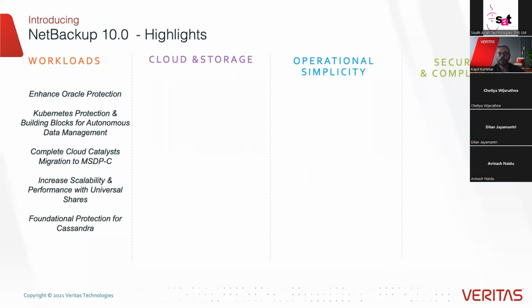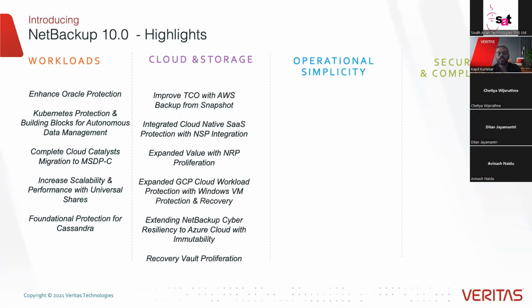So in terms of the workloads, as you can see, we have enhanced the Oracle protection, Kubernetes protection, building blocks for the autonomous data management. Again, that is a theme for the future releases of NetBackup. Right. Then there are several other scalability and performance improvements for universal share, foundational protection for Cassandra. In cloud storage, we have support for Azure cloud immutability, cloud deployment as well, right?